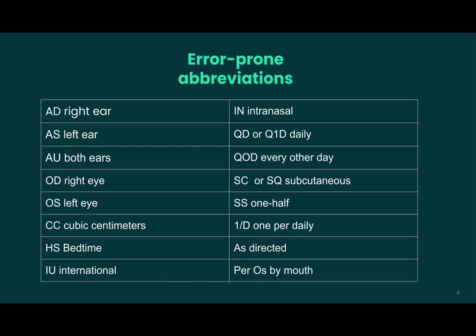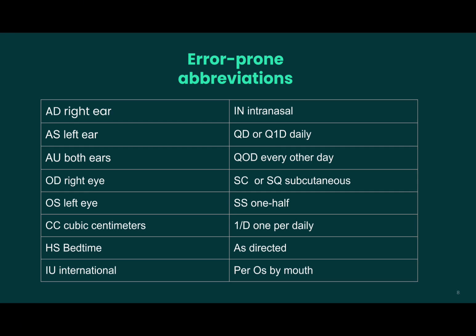And these are some of the common error-prone abbreviations that are meant for one thing but are often mistaken for something else. AD means right ear, but sometimes can be mistaken as OD for right eye. AS, left ear, but often mistaken for OS, left eye. AU, both ears, but can be mistaken for OU, both eyes. And the same goes for OD, OS, and OU. They're often mistaken for the other ones that I mentioned earlier.